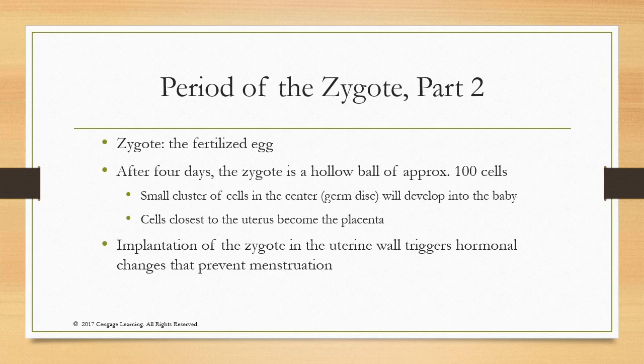If it never attaches, you never are pregnant. So even though you might have a fertilized egg, some of the problems with infertility are that it just never gets to attach. So it only releases those hormones once it's attached, and that's the start of it becoming an embryo and a baby.